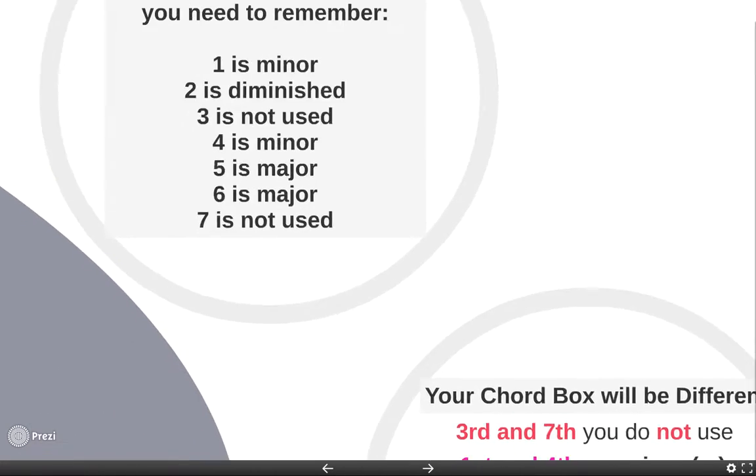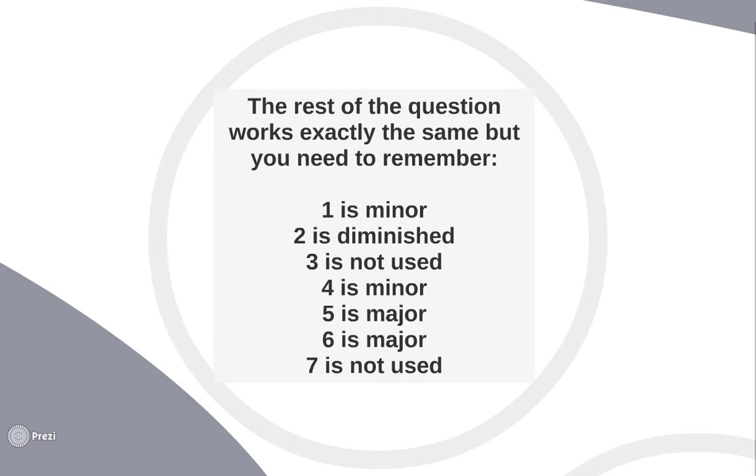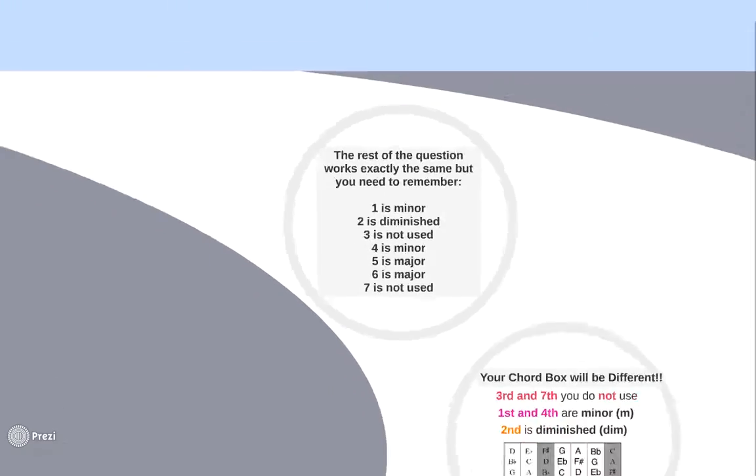Okay? So just a reminder, the rest of the question works exactly the same as always, but you just need to remember, if you see all of those signs, the extra sharps or flats, the last note not being the key signature note, and the first chord box maybe not matching the key signature. Once you've established it's in a minor key, then you just have to remember the 1st is minor, the 2nd is diminished, 3rd is not used, 4th is minor, 5th is major, 6th is major, and the 7th is not used.